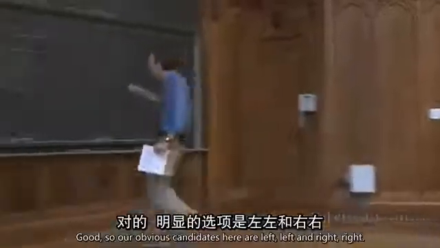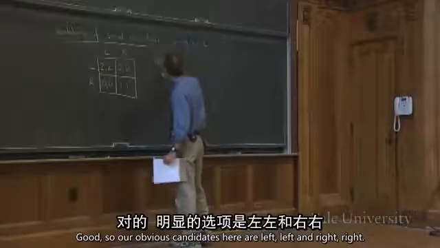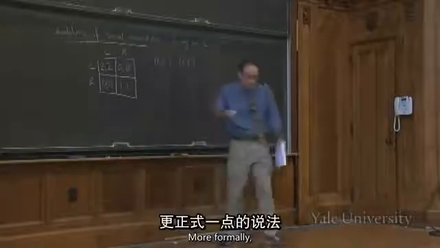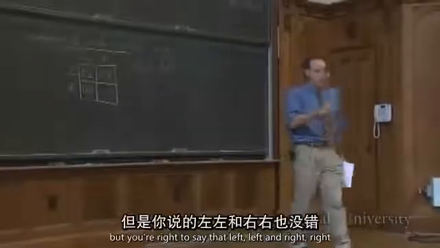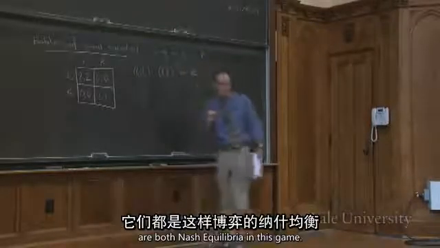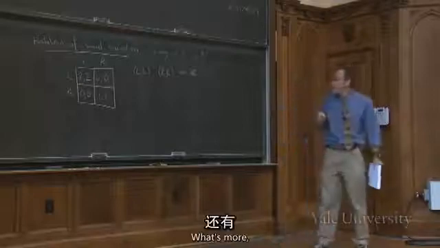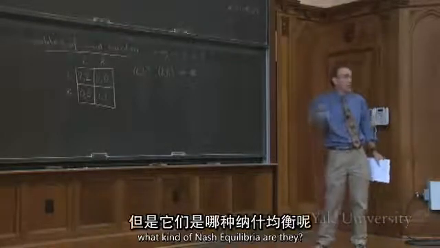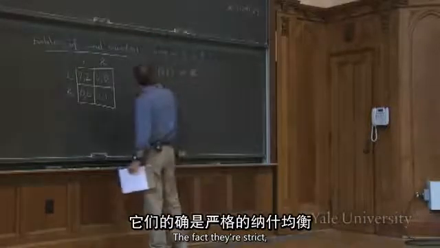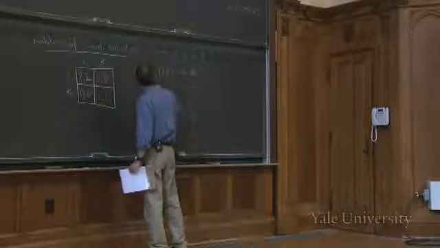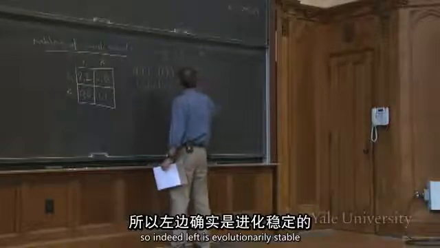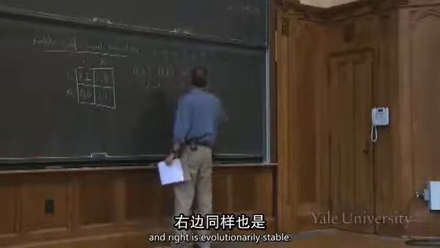Good. So our obvious candidates here are left and right. These are the two candidates. Or more formally, left is a candidate and right is a candidate. But you're right to say that left and right are both Nash equilibria in this game. And what's more, not only are they Nash equilibria, but they're strict Nash equilibria. Both are strict. So indeed, left is evolutionarily stable, and right is evolutionarily stable.